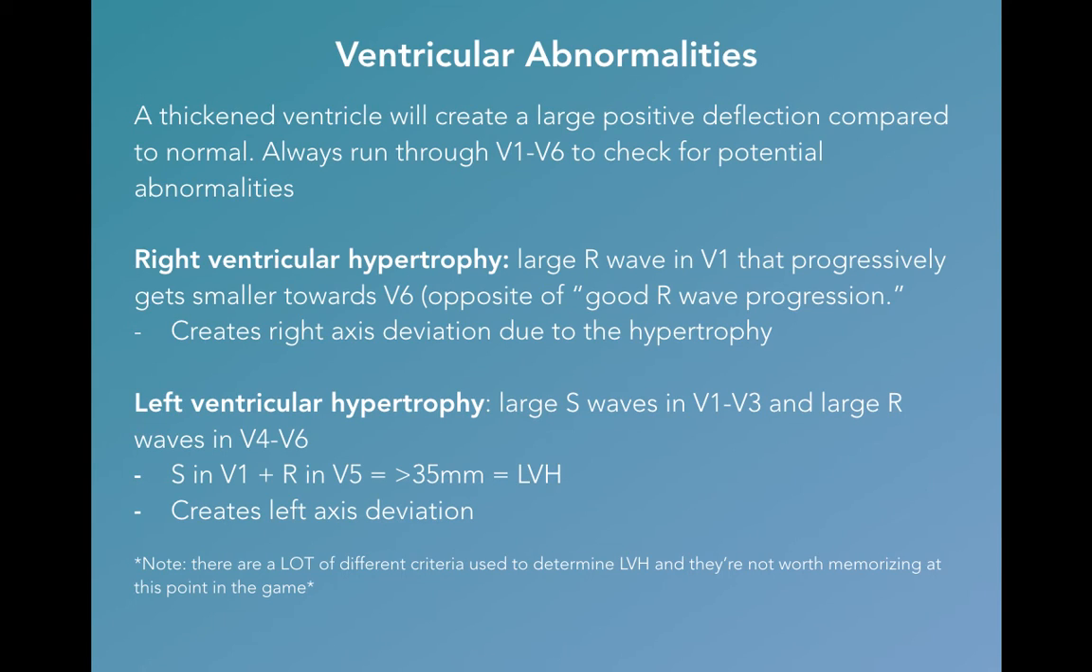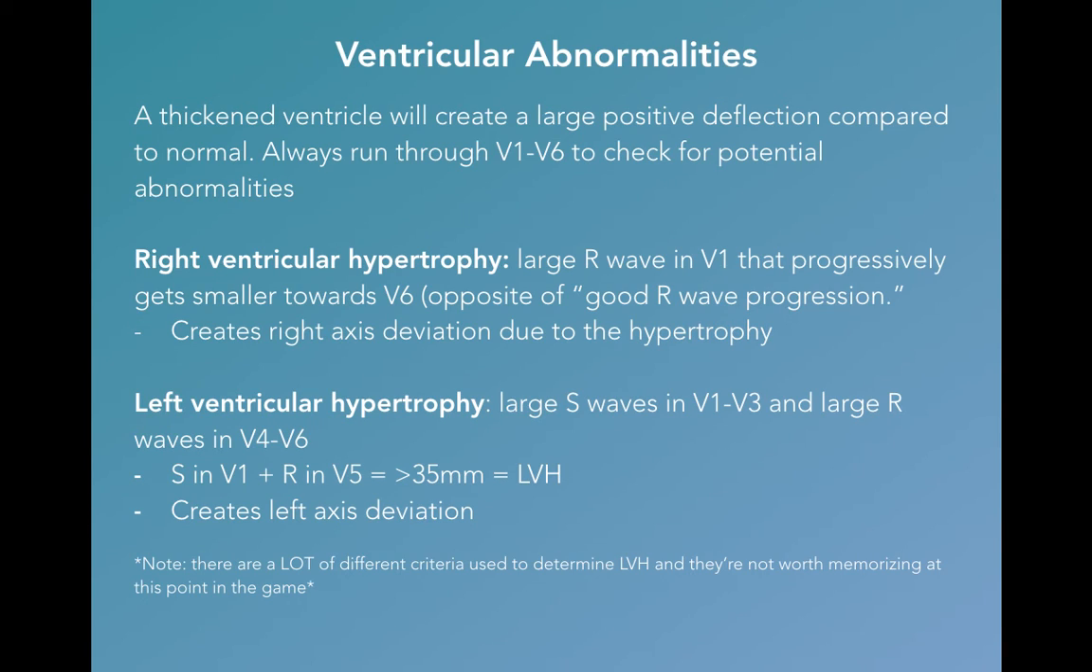So one of the criteria wants you to add the S wave in V1 and the R wave in V5. If that is greater than 35 millimeters, remember each small box is 5 millimeters, then that classifies as LVH. But I will warn you that left ventricular hypertrophy has a lot of different criteria, and it can get confusing. Even cardiologists I know don't memorize all of them, so if you want to take a look online to see what they include, then that might be helpful if you're really interested.